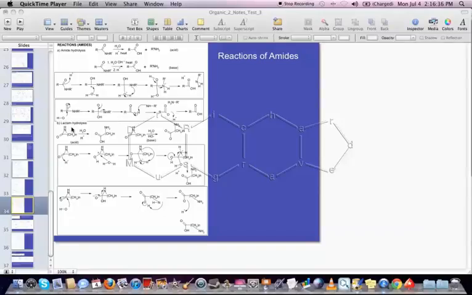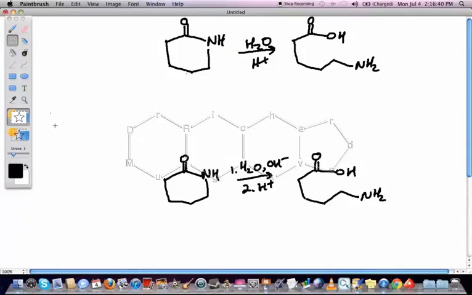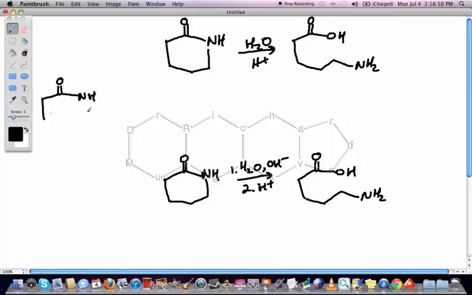Now about lactam hydrolysis, we're going to use an acidic and a basic mechanism. And you can see the top one is going to follow the acidic pattern. In the first step, we'll have the H plus add to the C double bond O. That'll leave a positive charge on the C.